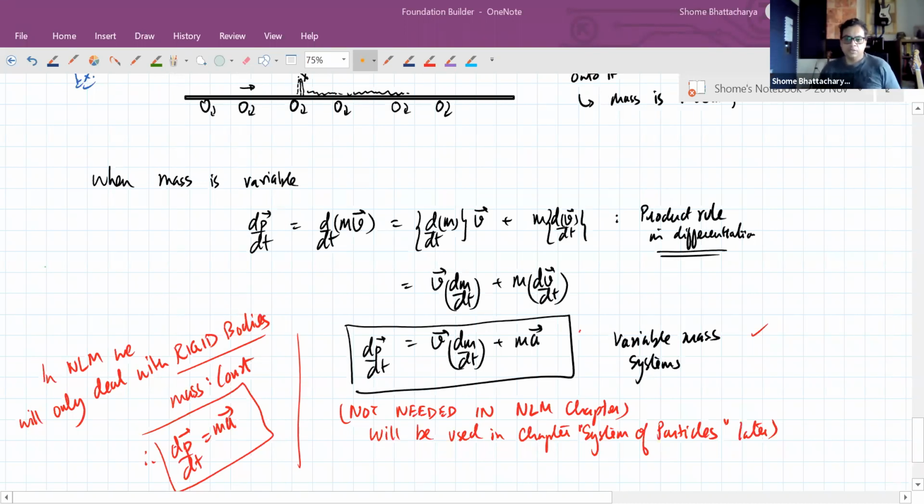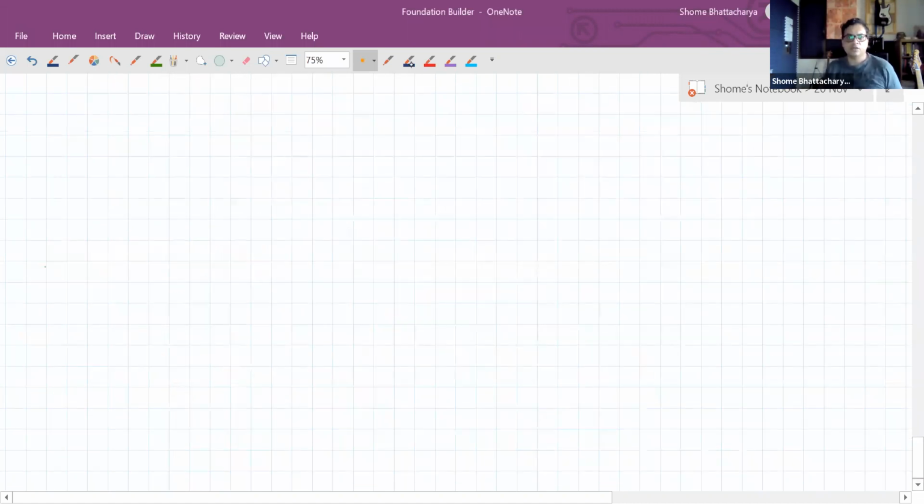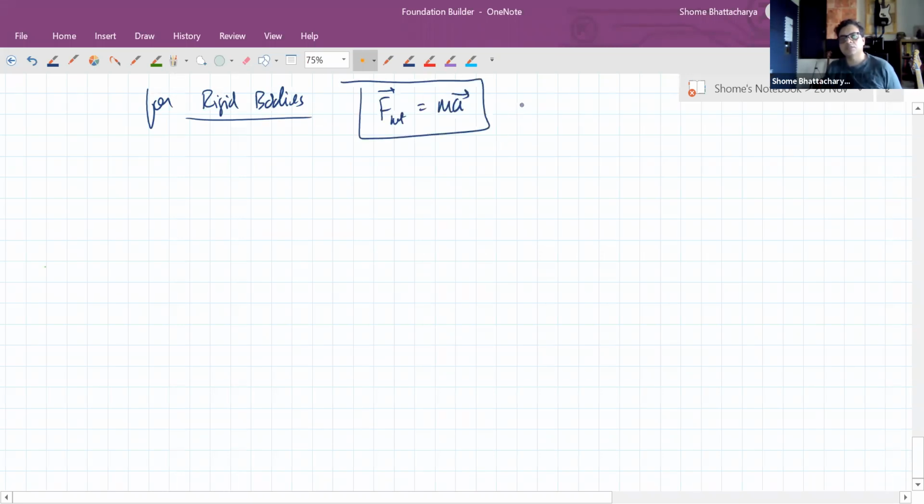Okay, so hope you have written this down. So this is clear. So for Newton's second law applied to rigid bodies, we'll simply use this equation that net force is equal to mass into acceleration, because mass is constant. Okay, so for the moment you need to only worry about this. Okay, so let's look at some examples next.